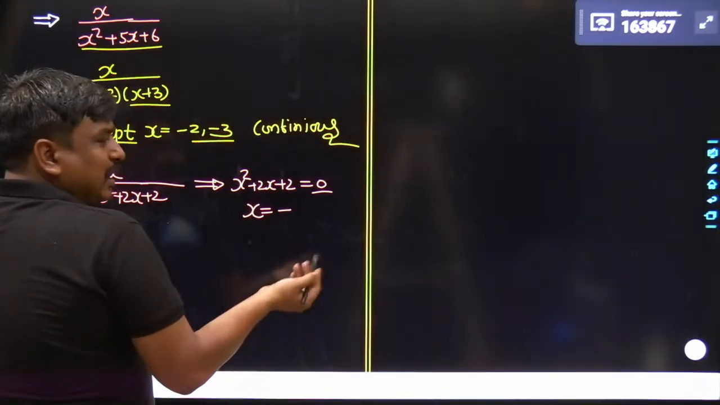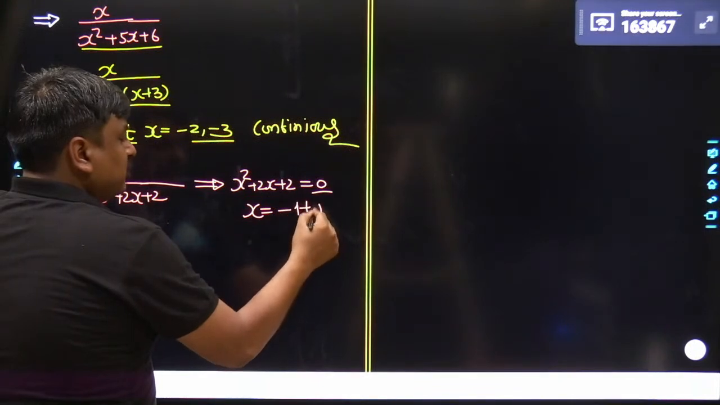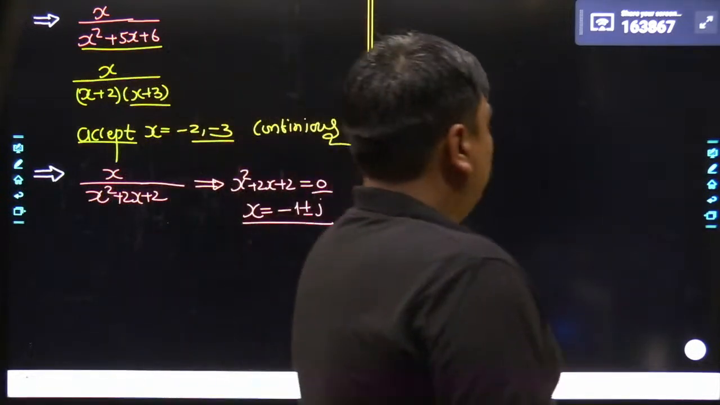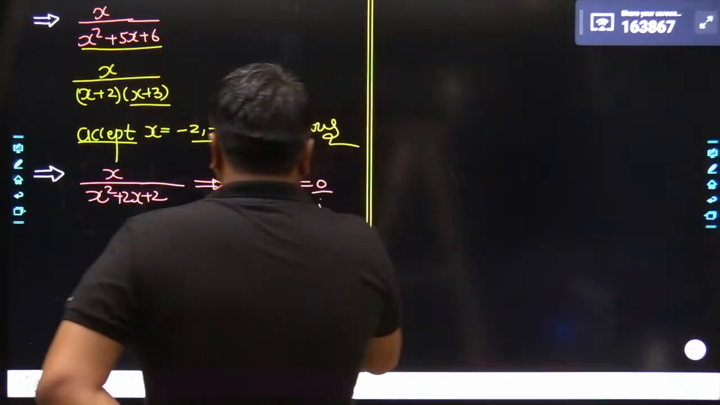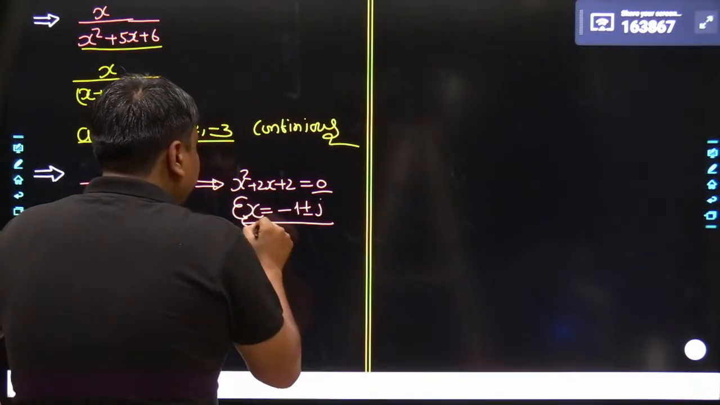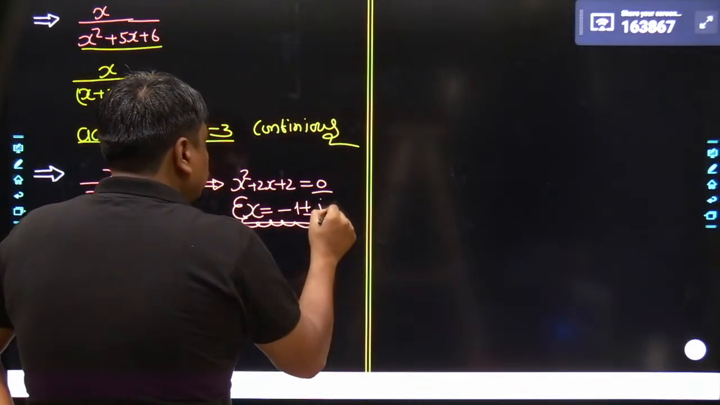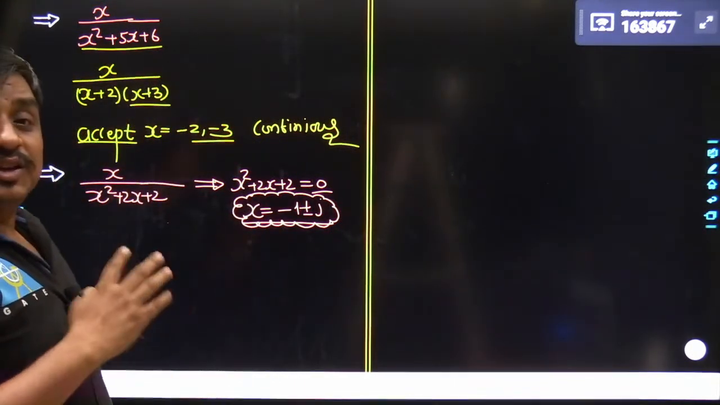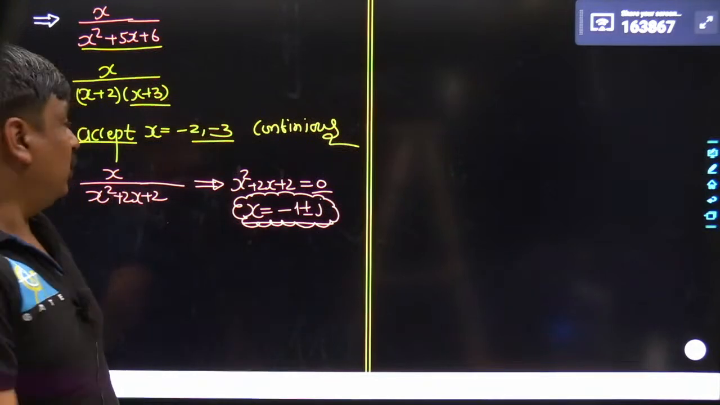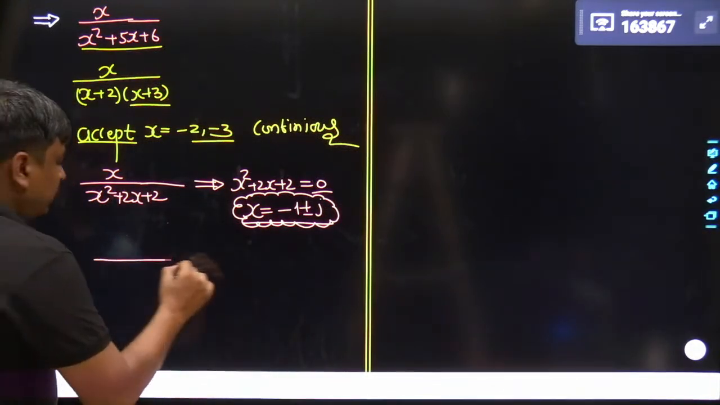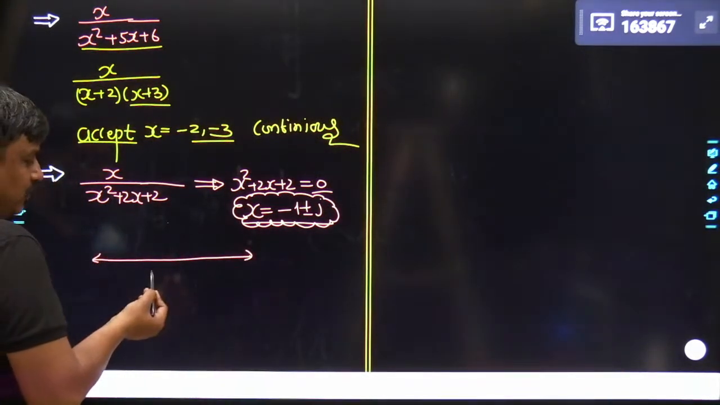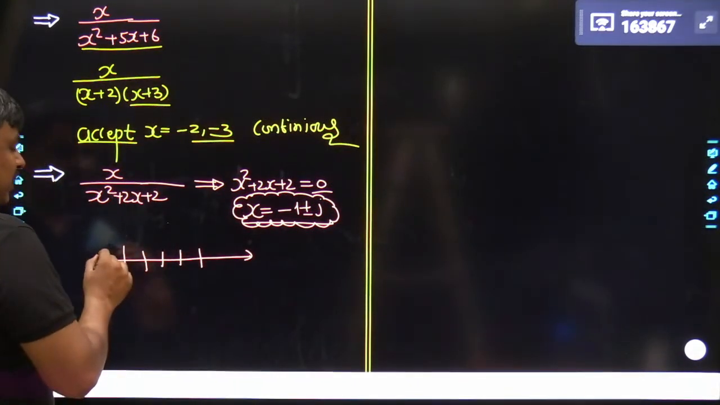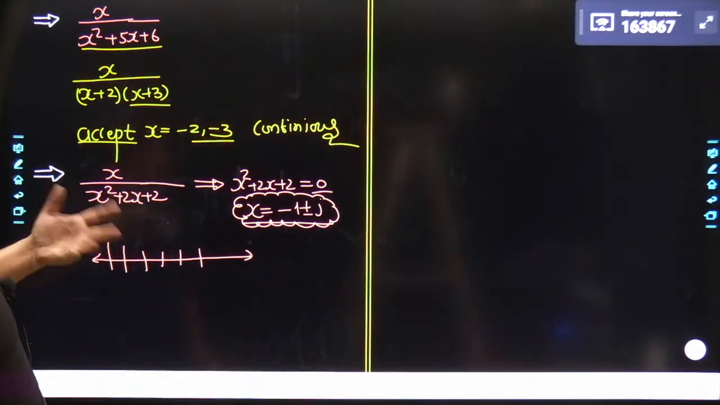Once you solve with the help of the Sridharacharya rule, the answer you get is minus 1 plus minus j. What is the result? Obviously, there is no real value of x which is going to make your denominator 0. What does that mean? That means there is no discontinuity point at all, because a discontinuity point would fall on the real number line. It could be at 1, 2, 3, minus 1, minus 2, minus 3. It can't be complex in nature.